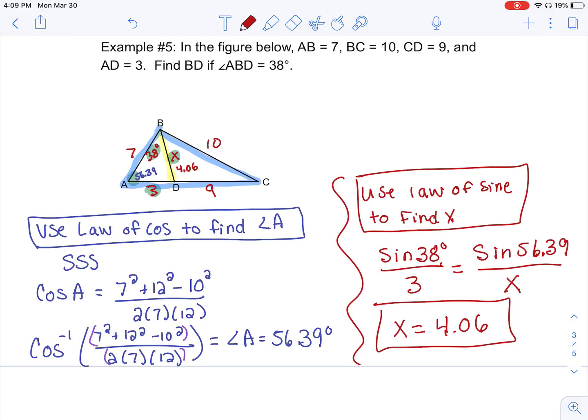There are a lot of times you'll be using law of cosines and then switching over to law of sines. Like I said, I like to use law of sines, and if I can't use that, I default to law of cosines. Let us know if you have any questions.